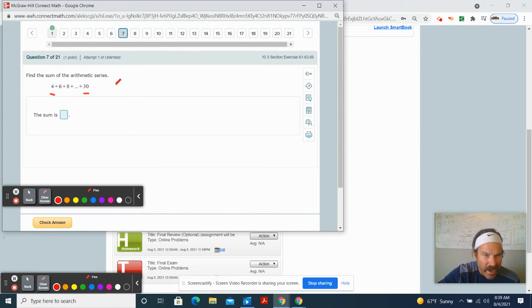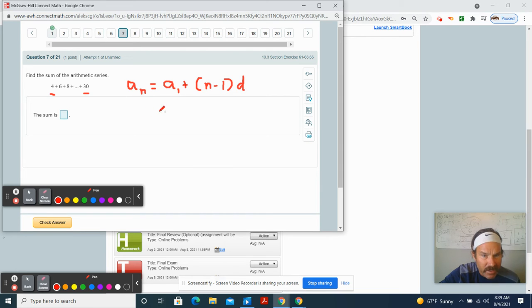So we have to use a formula that we talked about. I believe we talked about this in homework number 22. It's the arithmetic series formula or sequence formula. A sub n equals a sub 1 plus, look back in your notes and you should have this one, n minus 1 times d.